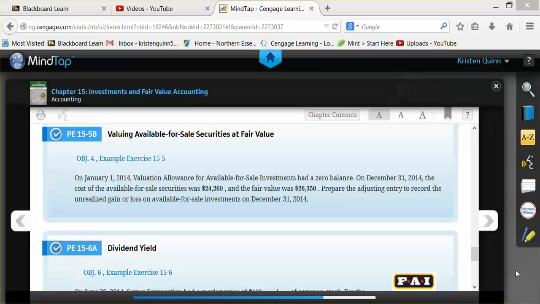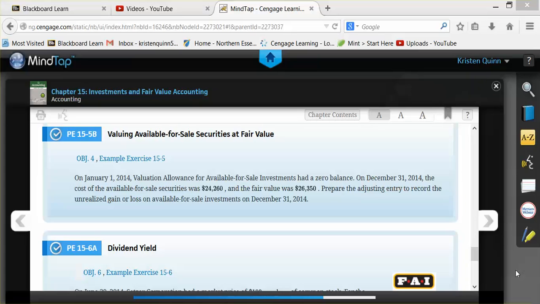In this example, we'll be doing practice exercise 15.5b that can be found in your textbook on page 695. We are going to be journalizing the adjusting entry required to value our available for sale securities at fair value. The example tells us on January 1st, 2014, our valuation allowance for available for sale investments had a zero balance.